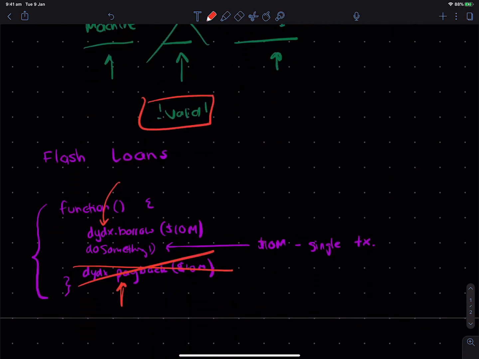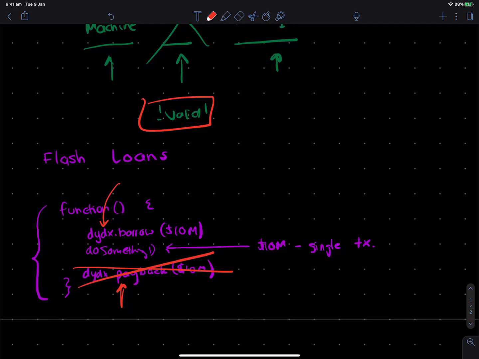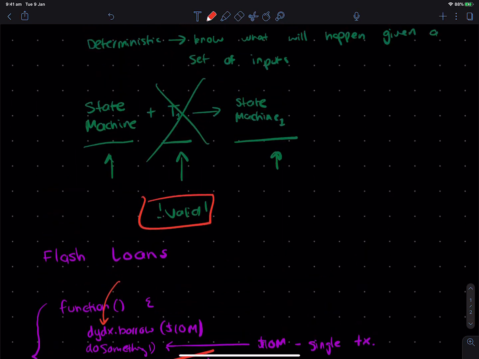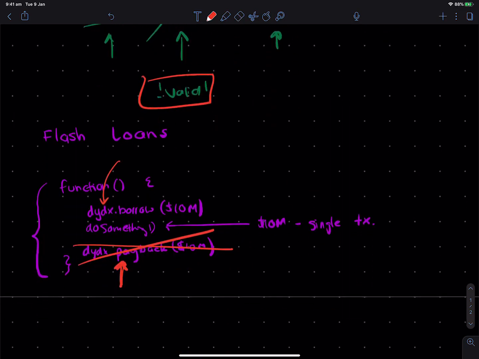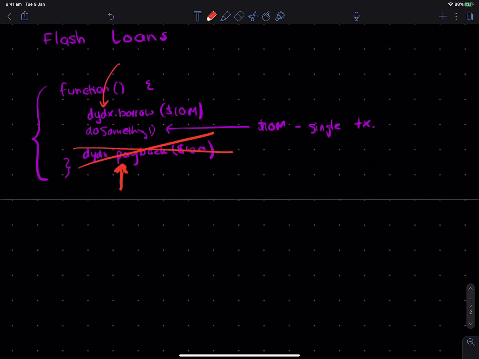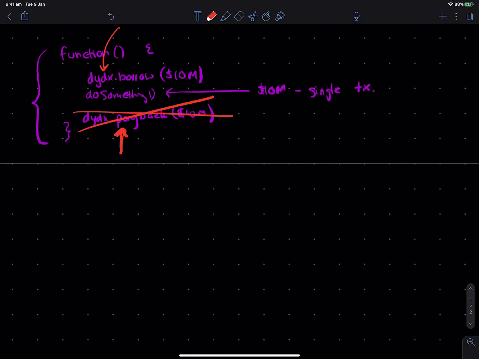It lets you borrow all the money in the bank as long as you pay it back at the end. And if you don't pay it back at the end, the transaction itself will be an invalid transaction, meaning you can't even submit it to the blockchain. And that's really crazy, because what people have done with this technology is that they've done a flash loan where, for example, number one is borrow $10 million.